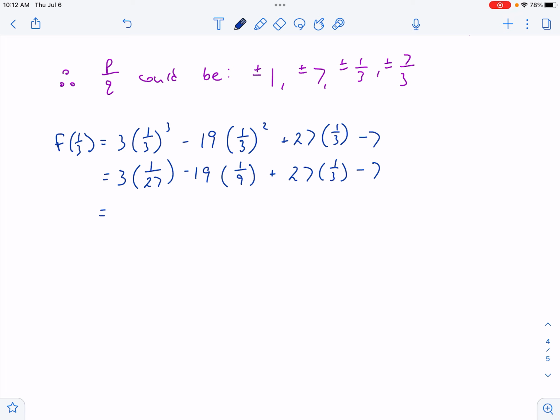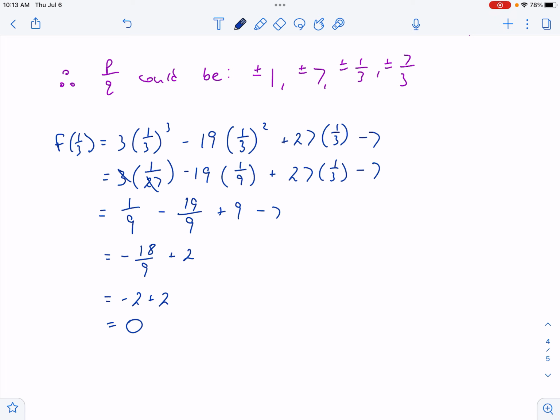3 times 1 over 27, well, these two cancel out and I get 1 over 9. Then I end up with just a 19 over 9. 27 times a third, I already said, is 9. Take away 7. 1 minus 19 over 9 is negative 18 over 9. And then positive 9 take away 7 is 2. Negative 18 over 9 is negative 2. So our answer is 0.